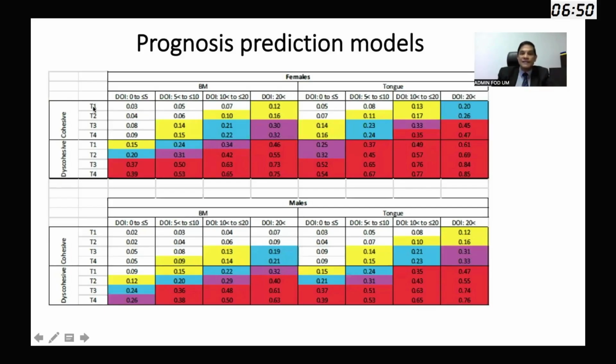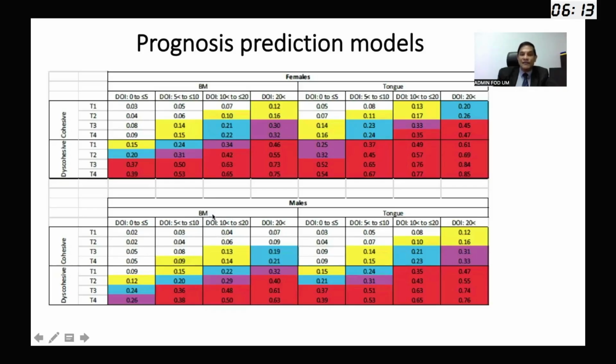Now, if you look at the tumor size, the T1 tumor, this white means the chances of metastasis are very low, and this red color means very high risk, and all others are in between. You can see that when you have a T4 tumor and the depth of invasion is high and they are discohesive, their chances of metastasis are very high. Although they are cohesive, when the depth of invasion is more than 10 millimeters and the tumor size is either T3 or T4, they still have a very high risk of metastasis.